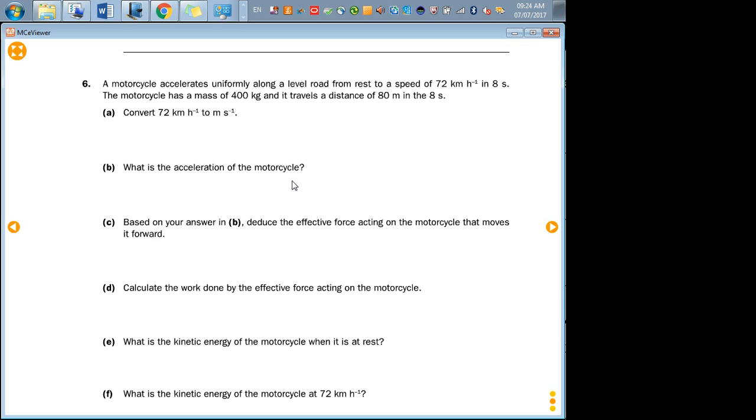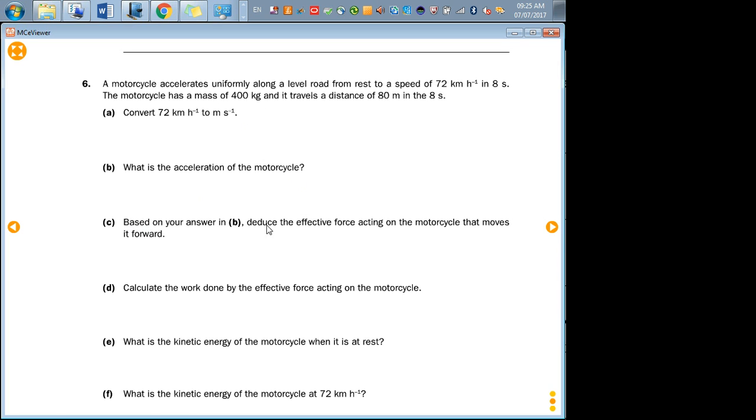What is the acceleration of the motorcycle? How do we find acceleration? What is the formula for acceleration? Final velocity minus initial velocity divided by time taken. How much is the time taken? 8 seconds. Final velocity is 72, after you convert it to meters per second. What is the initial velocity? 0, because it is from rest. Okay?